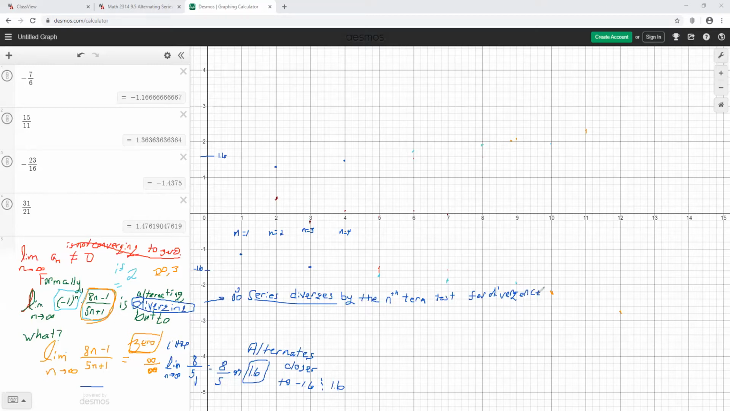And we do not have to go any further and use any one of the 8 series tests, because we never made it past the first step. And because it was the first one, it just took a while for us to talk about the possibilities when it's alternating. So let's go back to WebAssign.